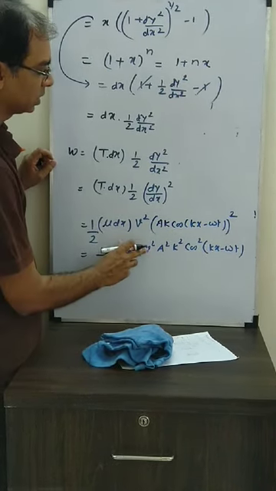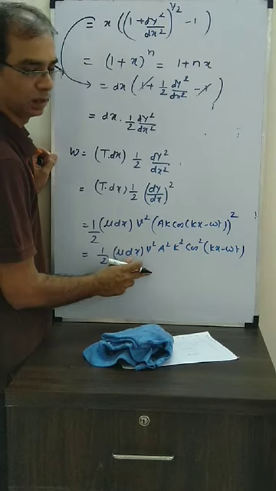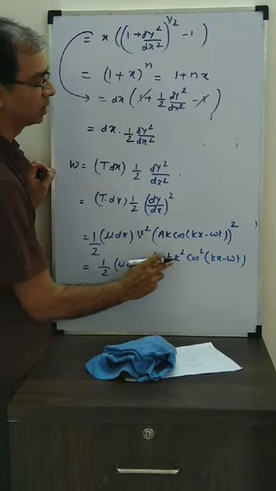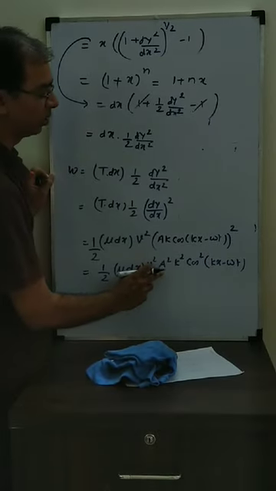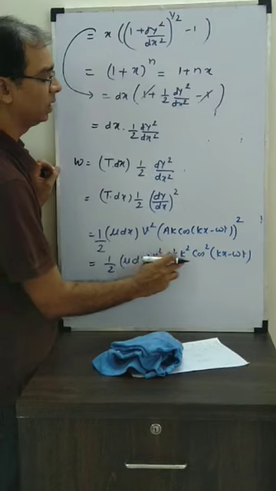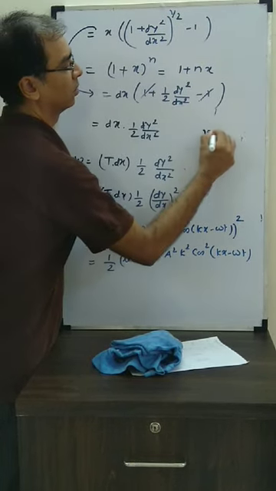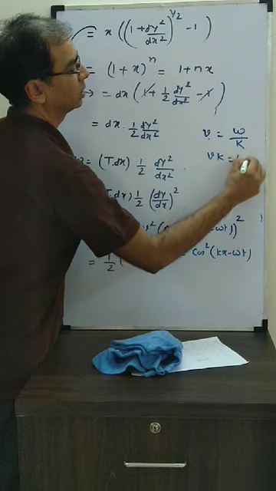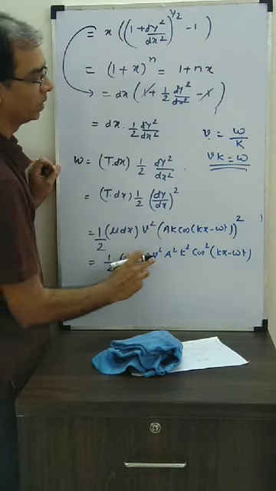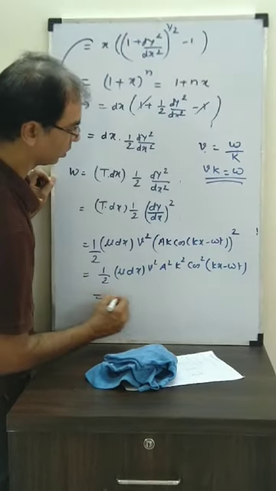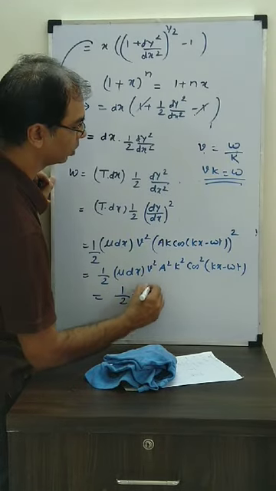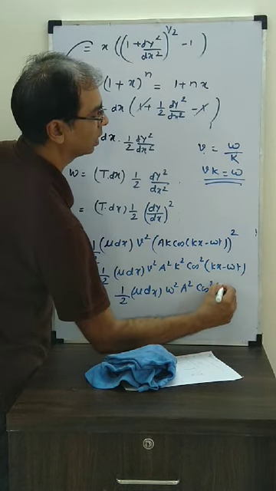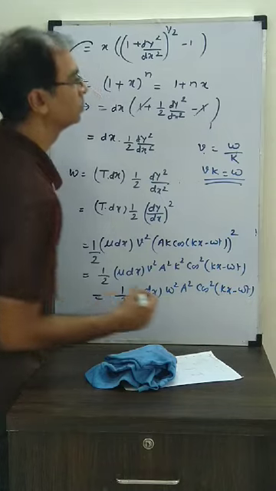Okay, now this v we can write as omega by k, so omega square by k square. So what will happen? This k and this k will cancel. V is actually omega by k, so v into k we can write as omega. So here v square k square we can write as omega square. So this equation can be written as half mu dx omega square A square cos square kx minus omega t.